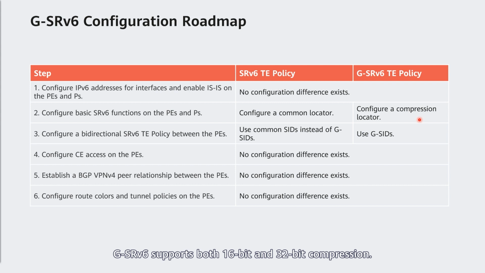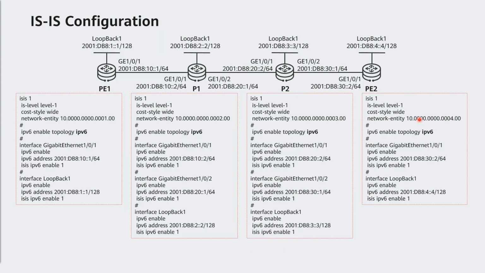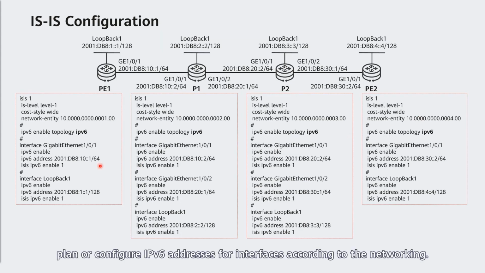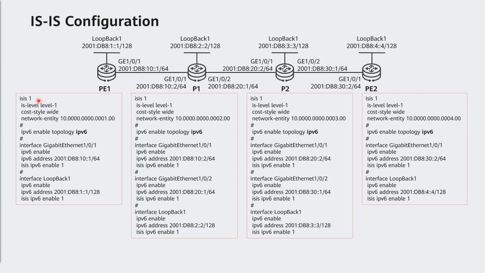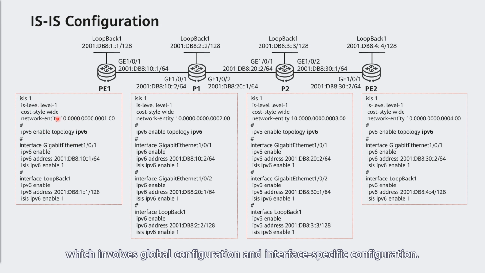G-SRv6 supports both 16-bit and 32-bit compression. This video uses 32-bit compression as an example. First of all, plan or configure IPv6 addresses for interfaces according to the networking. Then, configure IS-IS, which involves global configuration and interface-specific configuration.